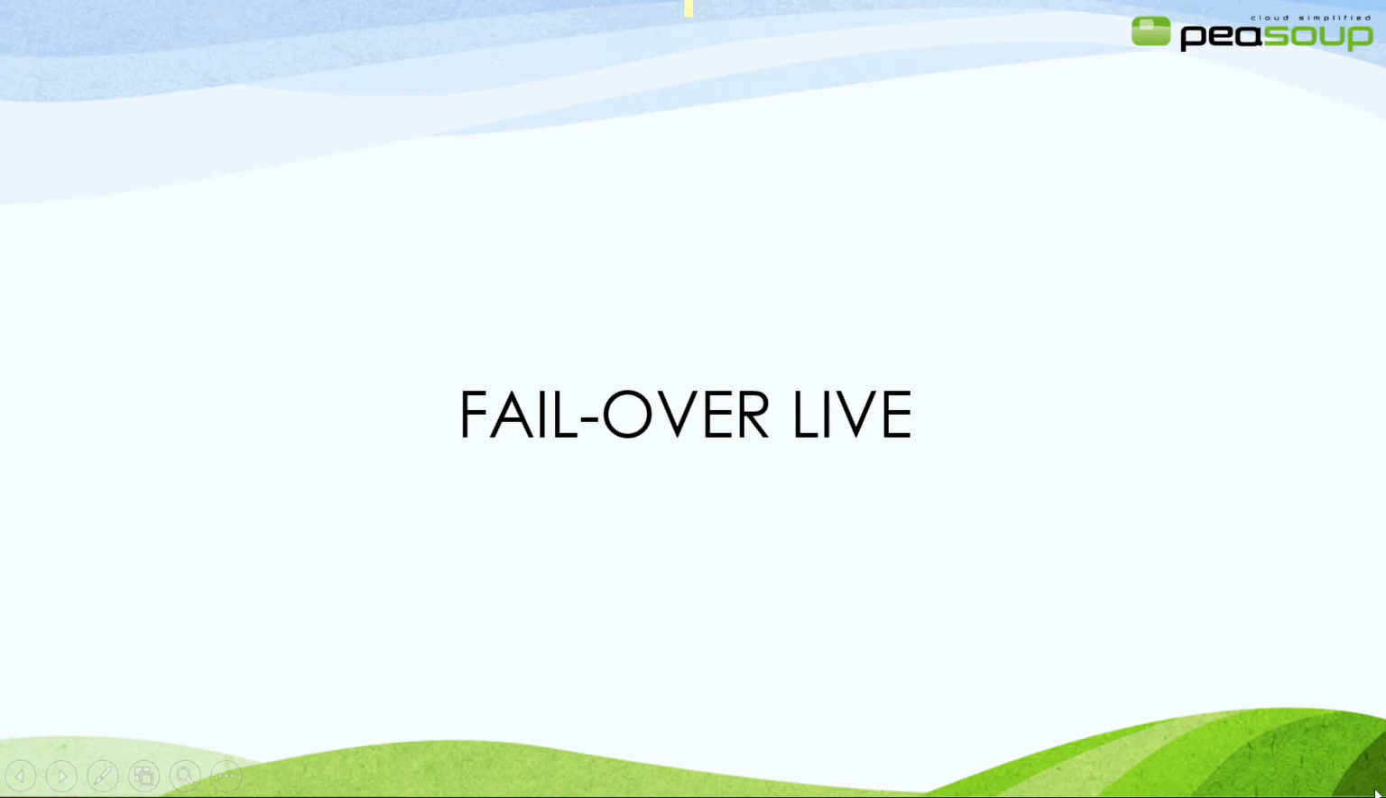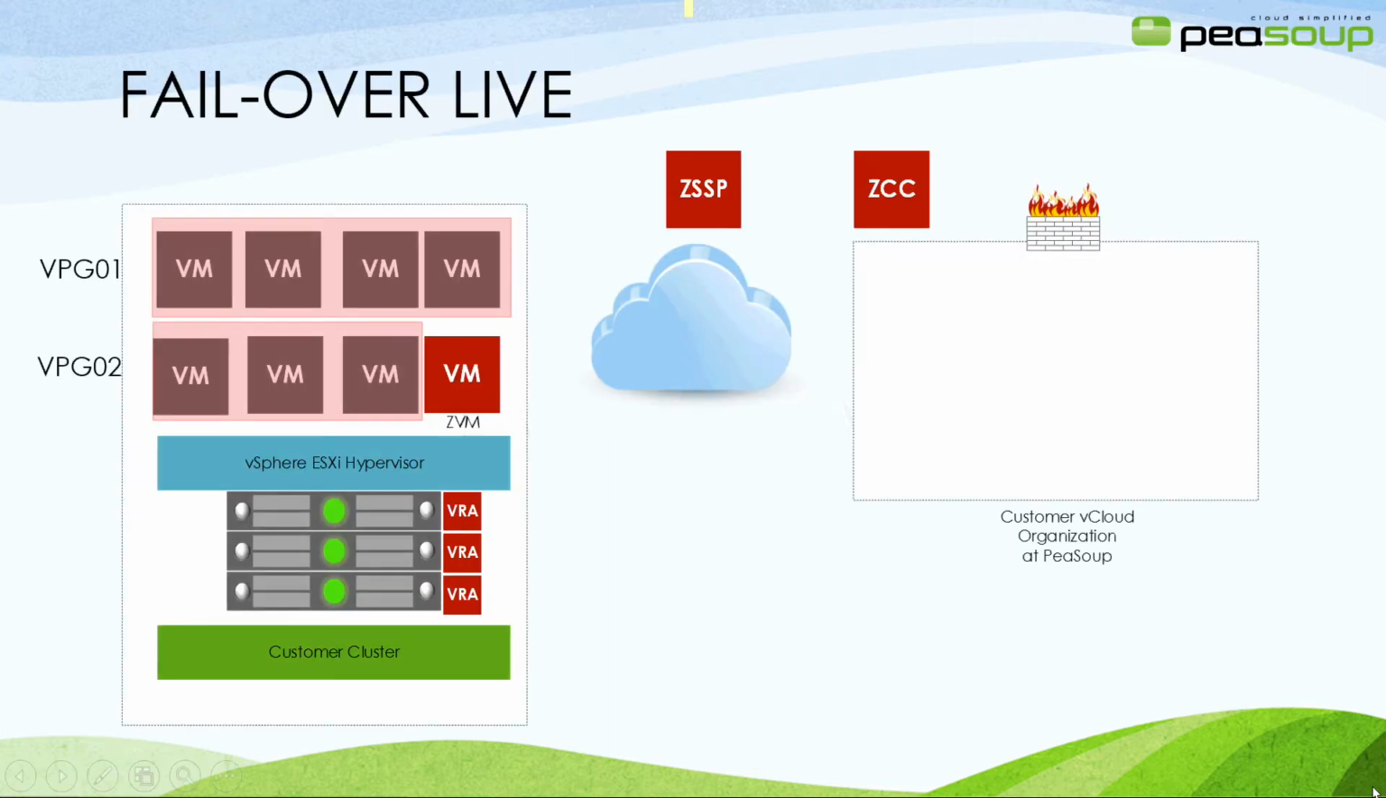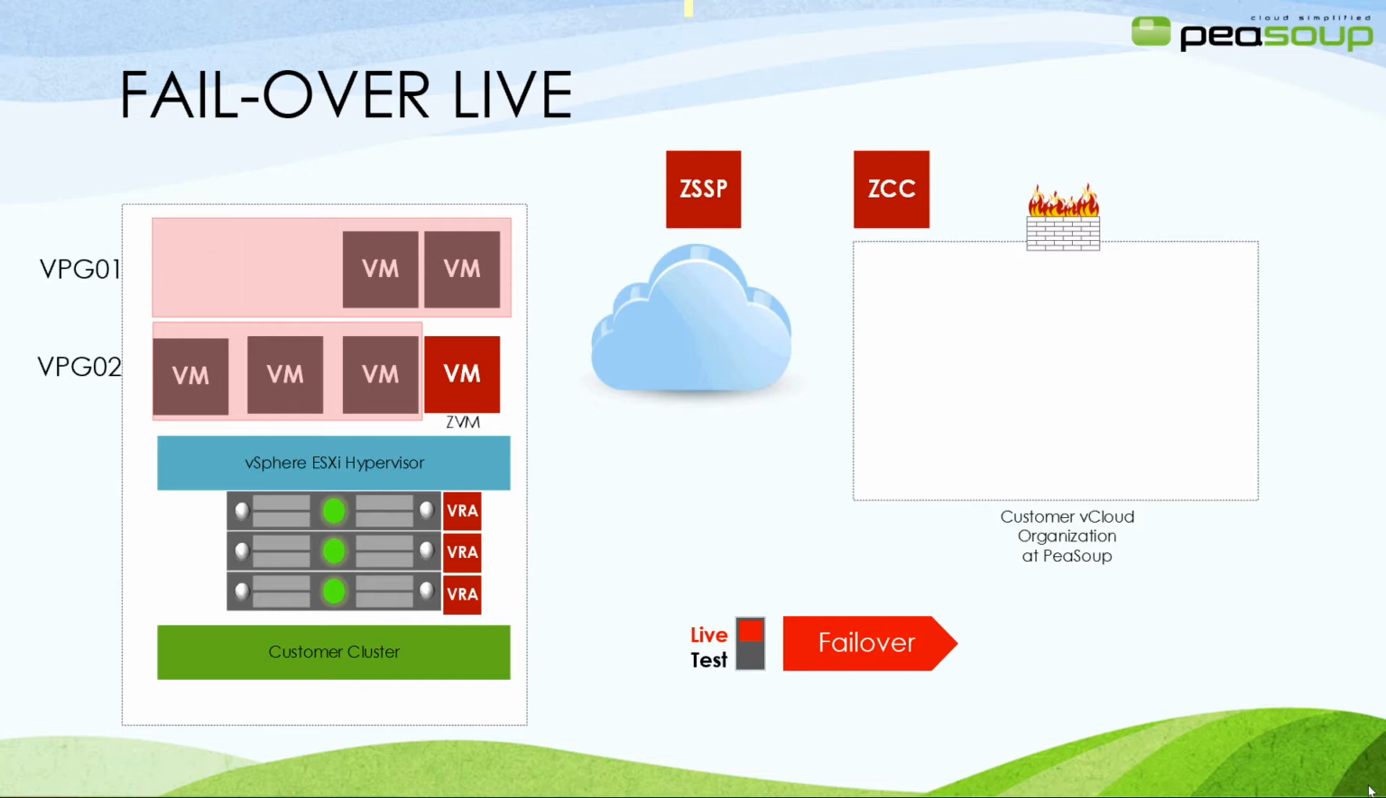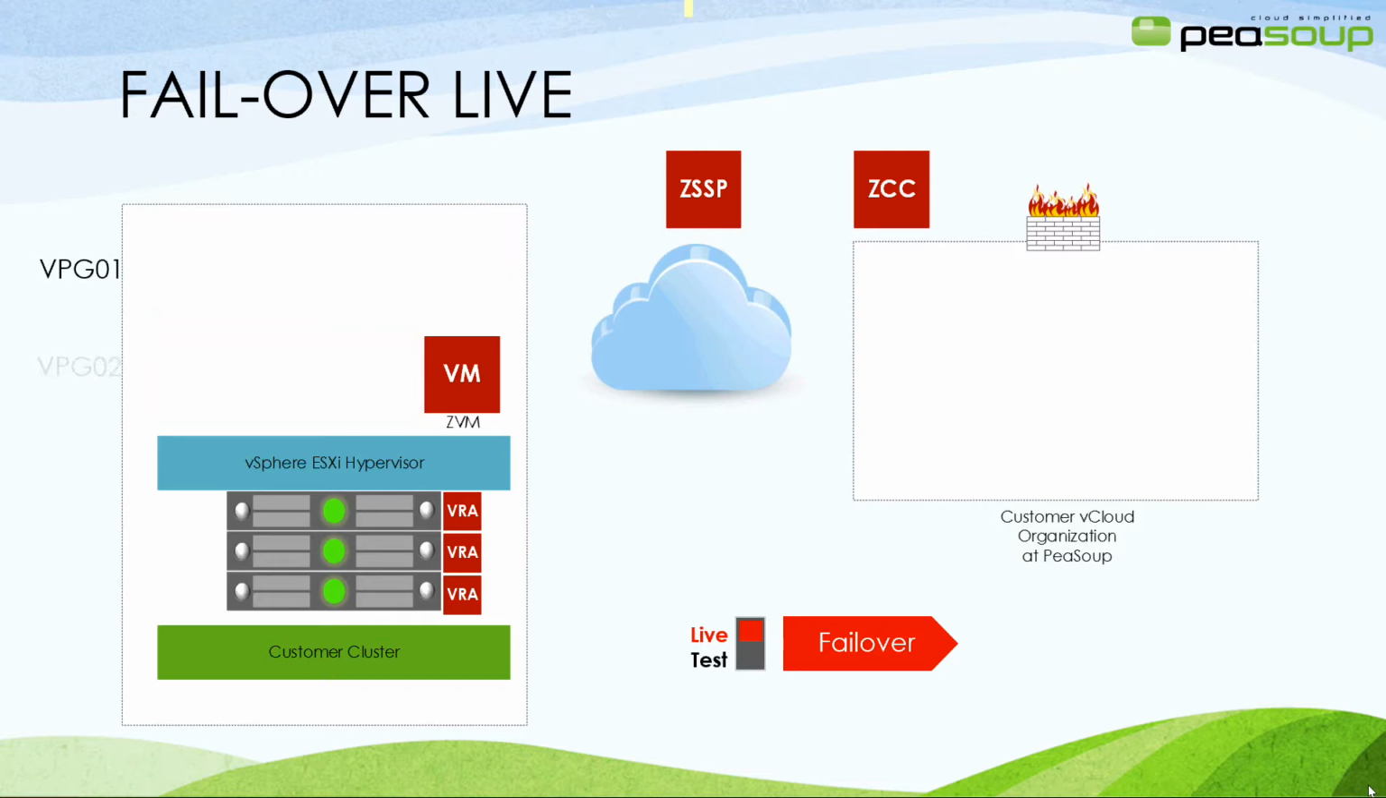So now we've done the test, it's time to do the real stuff, and we will do a complete failover from production to the cloud environment at PeaSoup. I'll bring up the component slide again, just to make sure that everything is visible for you and you know what's happening during this time. So what I will do first is click the start failover button, and as you can notice, the block is now switched to live, and that will become red.